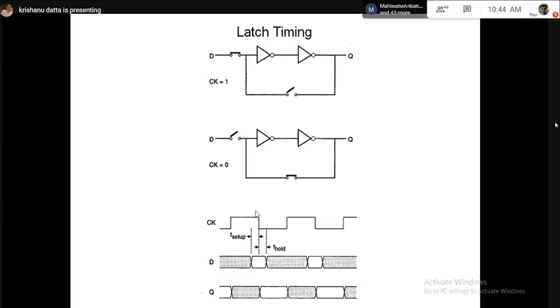So the critical edge of the clock is the falling edge, because before falling the latch is on, after falling the latch is closed. So what is happening with the falling edge of the clock? You see the input data needs to be stable some time before the falling edge of the clock, and that is called setup time. Same way, input data has to remain stable after the falling edge of the clock, that is called the hold time.